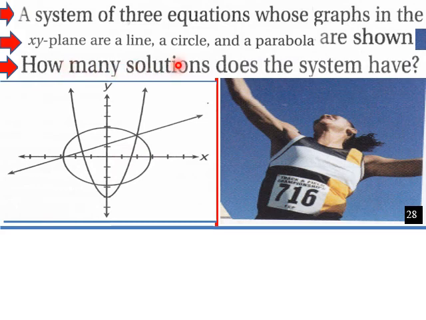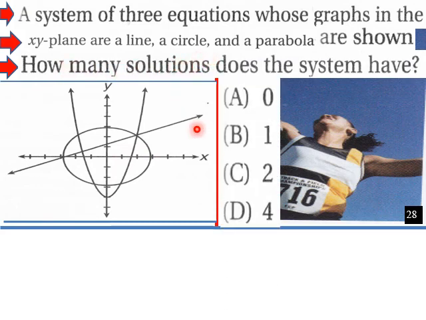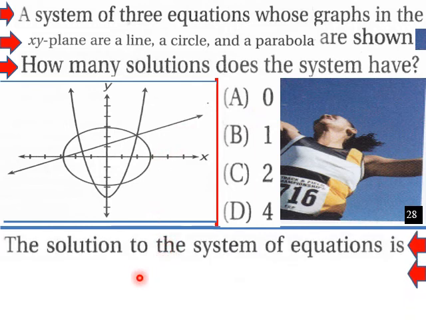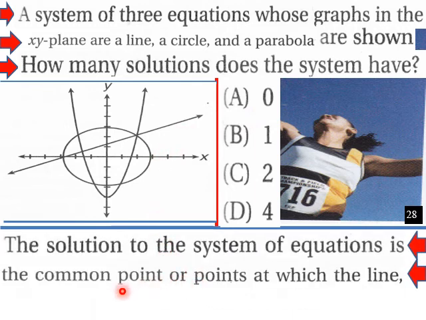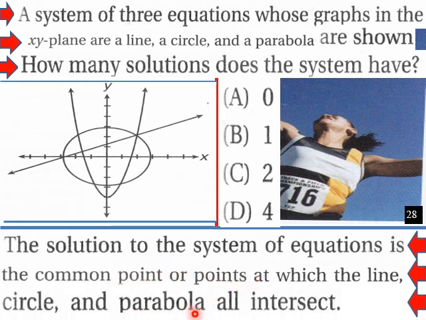How many solutions does the system have? 1, 2, 3, or 4? The solution to the system of equations is a common point or points at which the line, circle, and parabola all intersect. Where do they all intersect? It looks like maybe here, maybe there. That would be the one here. So there is one solution for this system.